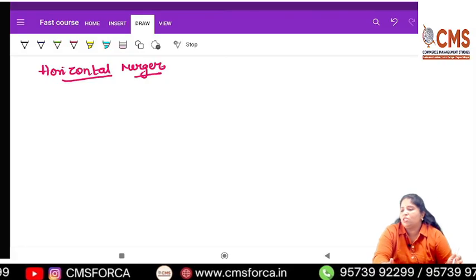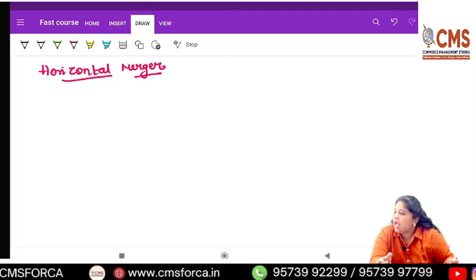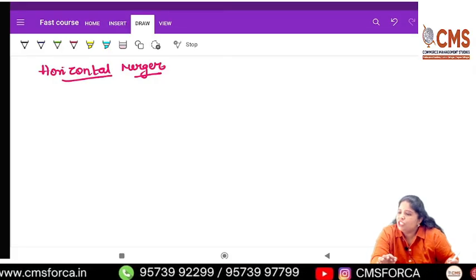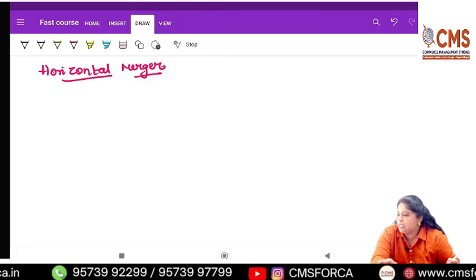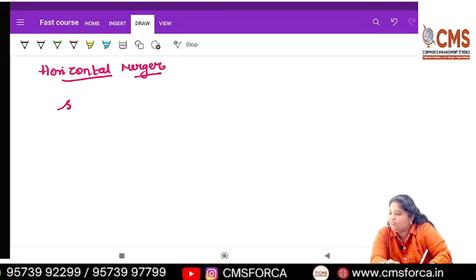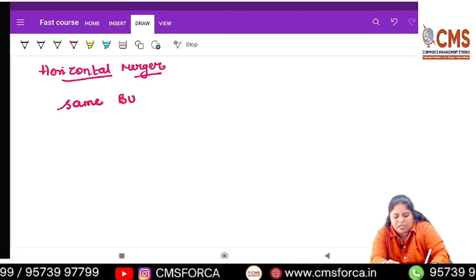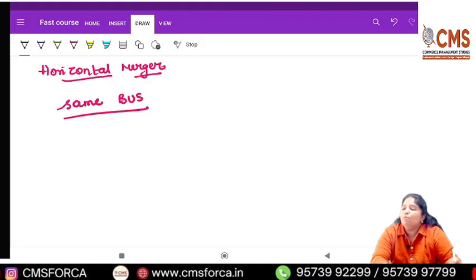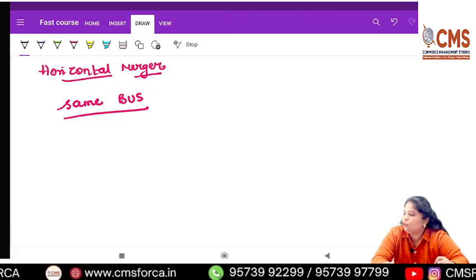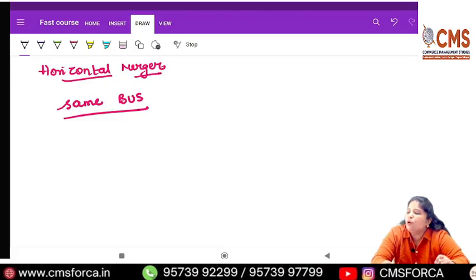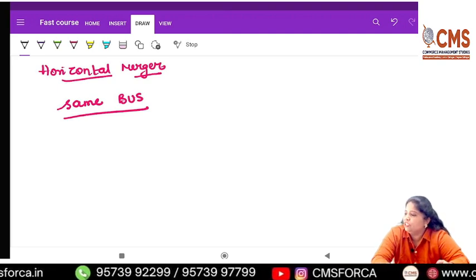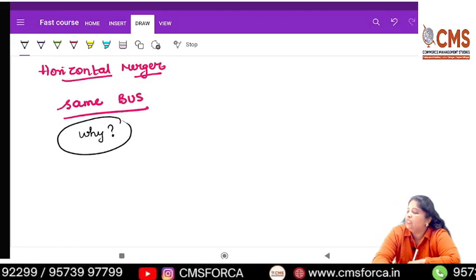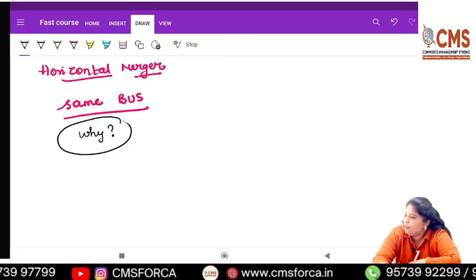So what is a horizontal merger? It's a merger that happens between two or more business entities which are in the same business, right? That's what we discussed even yesterday. This is a merger that happens between entities which are in the same business, and mostly they should be in the same stage of the supply chain. Then we call it a horizontal merger. Then you should ask one question: why a horizontal merger, and why is it beneficial?